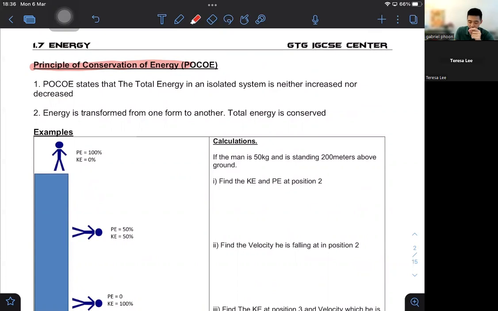And in your syllabus, they love to convert potential energy into kinetic energy or vice versa. Okay, so what do I mean by that?